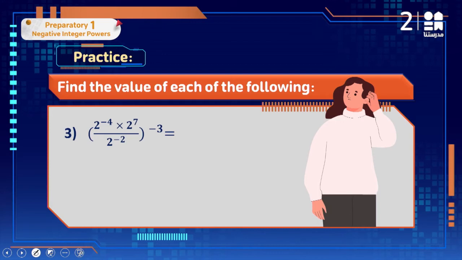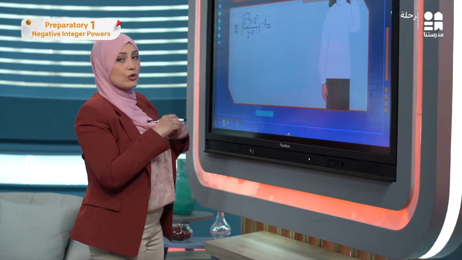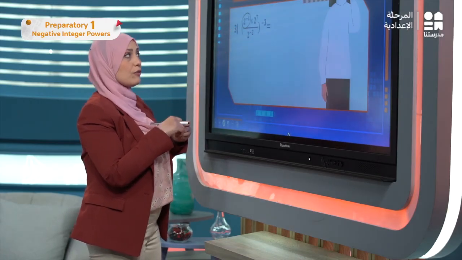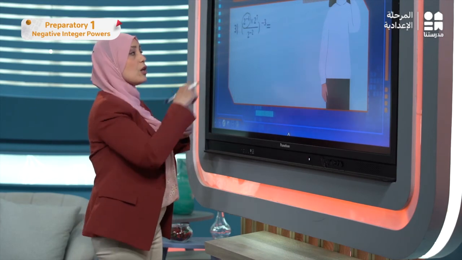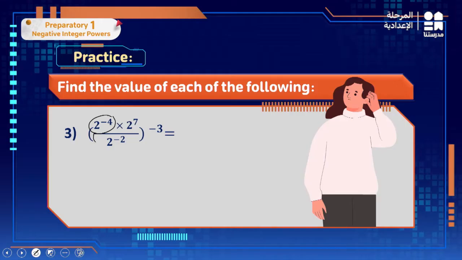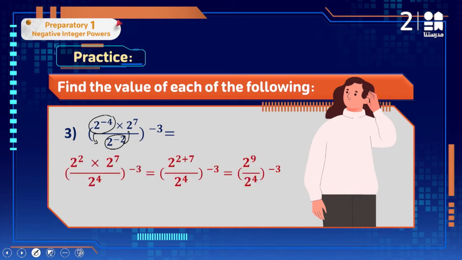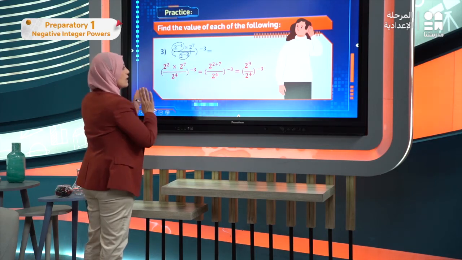Okay, here we have 2 to the power of negative 4. As we said, when we have a negative power, change the position of it from the numerator to the denominator. So I'm going to put it down, and this 2 to the power of negative 2 is down, so raise it up. That is the first step. Let's see the answer. 2 to the power of negative 2, I raised it up, and 2 to the power of negative 4, I put it down. And I kept 2 to the power of 7 as it is.